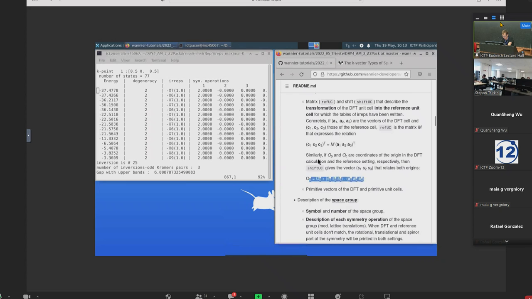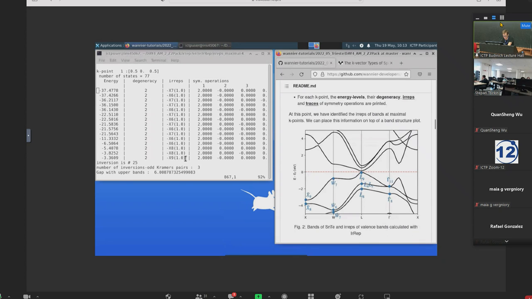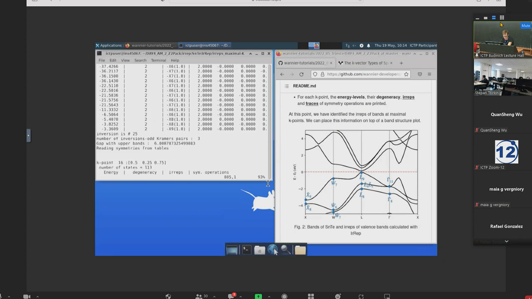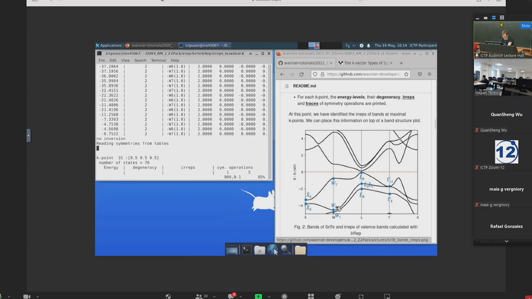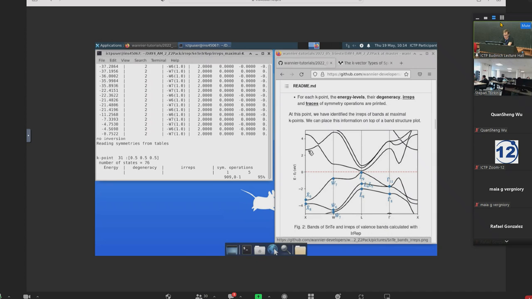If we take the band structure, we can place the irreducible representations on top of our bands. For example, at the point X here, we see that the last valence band has irrep X9. The previous band has X8. The same can be done for W. So we have W7, W6, W7 in the same order, as you see. So this gives us knowledge about the irreducible representations of our valence bands.